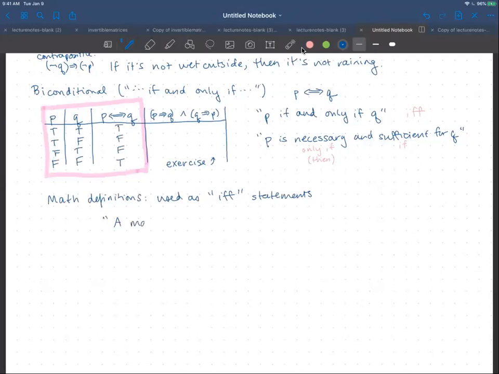A matrix is symmetric if and only if it equals its transpose. So the way that we use them is we use them to say these are equivalent things.